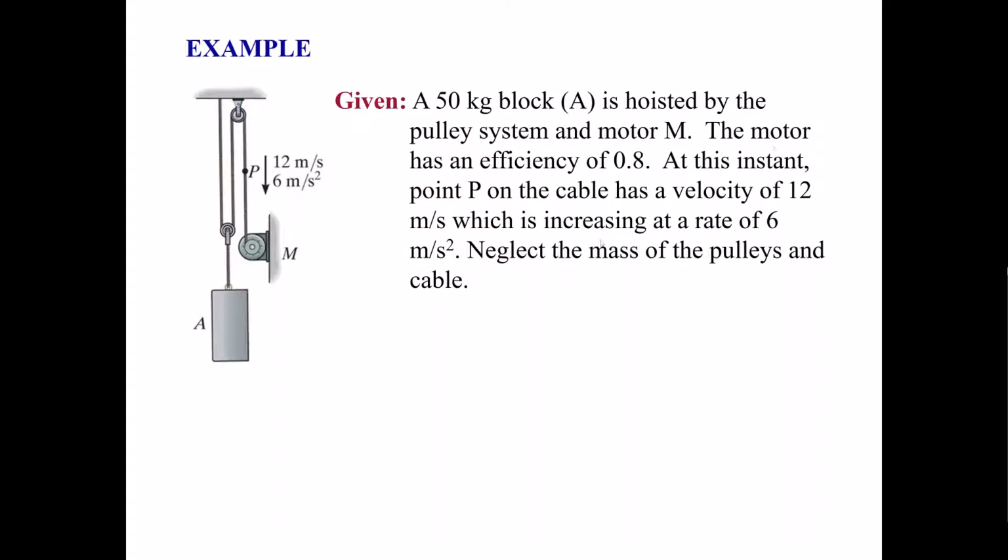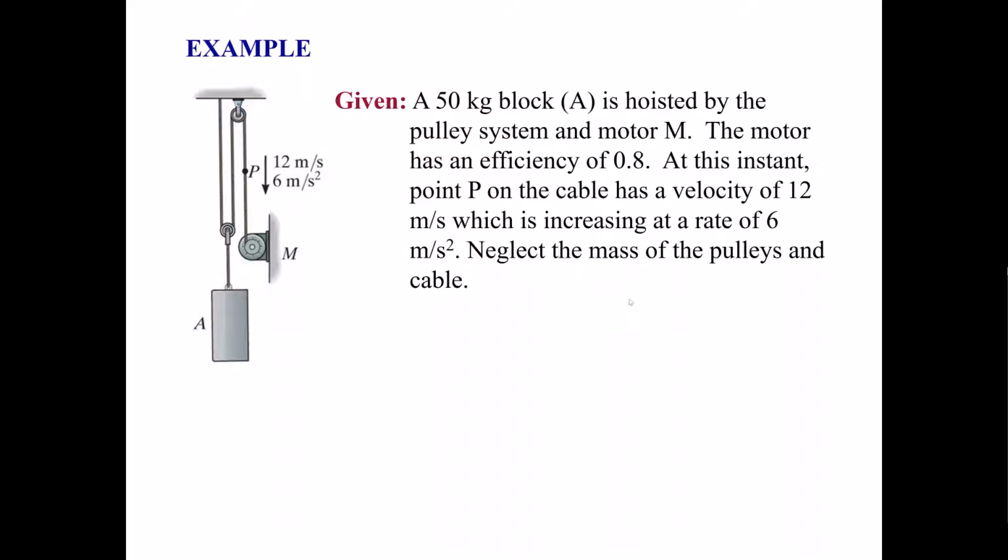Okay, we'll take a look at an example. So we have a 50 kilogram block hoisted by a pulley system and motor. The motor has an efficiency of 0.8. Okay, and at this instant, cable point P has a cable velocity of 12 meters per second, which is increasing at a rate of 6 meters per second squared. Okay, so you have some acceleration associated with that. And the last thing, we neglect the mass of the pulleys and the cables.